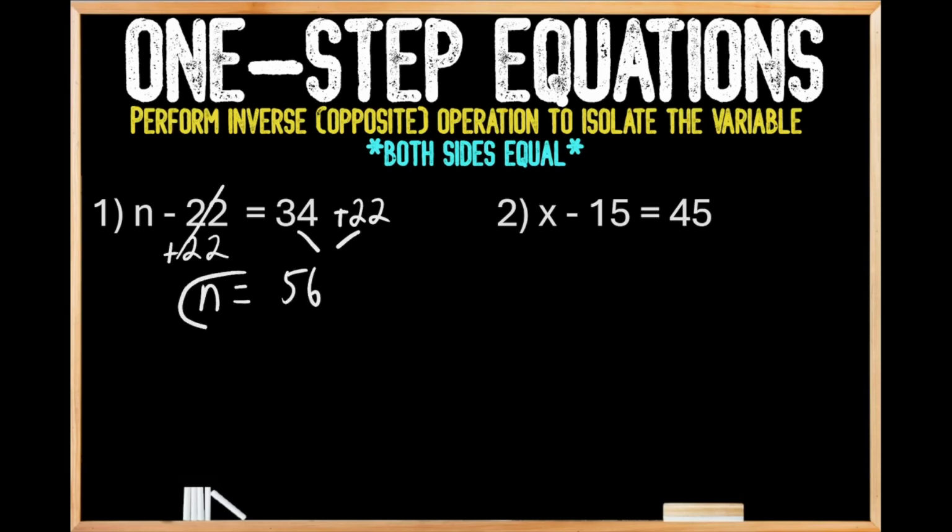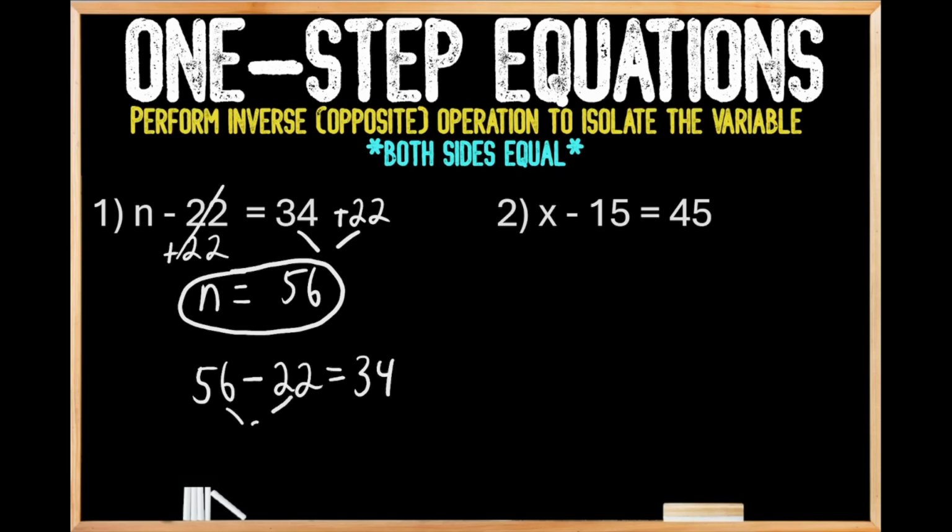So n equals 56. And if we want to double check this, we can do this by simply plugging in the value for n into the equation that we just did. So we have 56 minus 22 equals 34. And when we take away 22 from 56, we get 34. And since both sides of this equation are equal, it means that n is in fact worth 56.